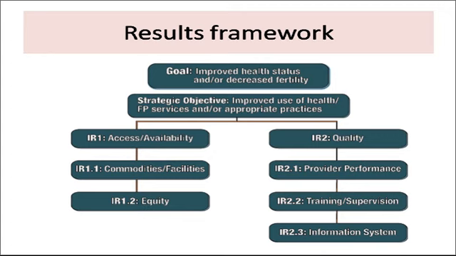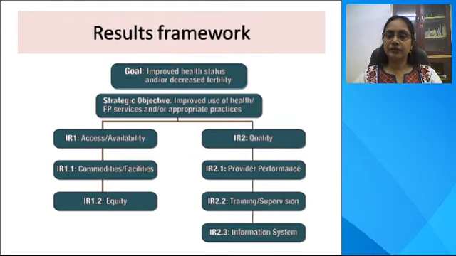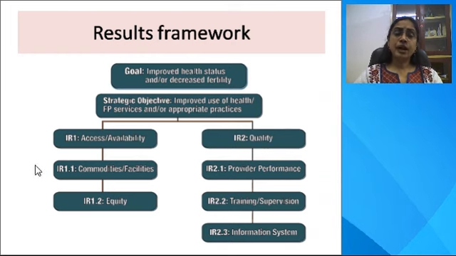So when we have all of these in place, then there is going to be improvement in the results. So this is the way that we are able to understand how one result is going to lead to another result. So this is how a result framework operates.